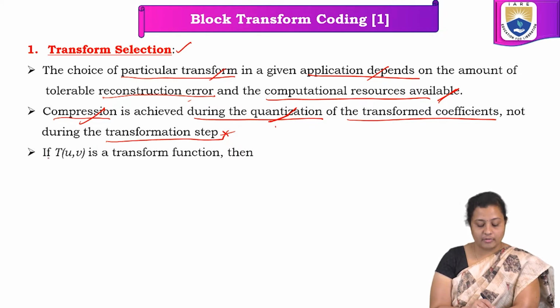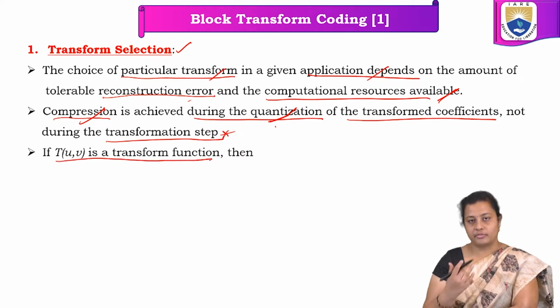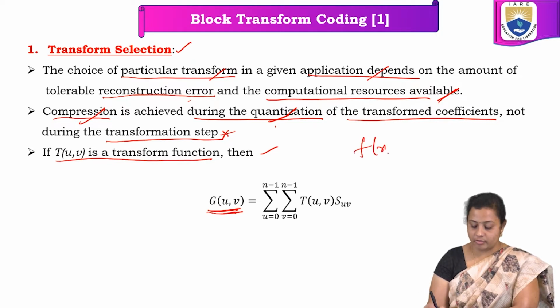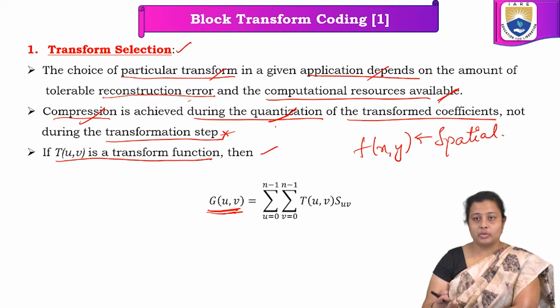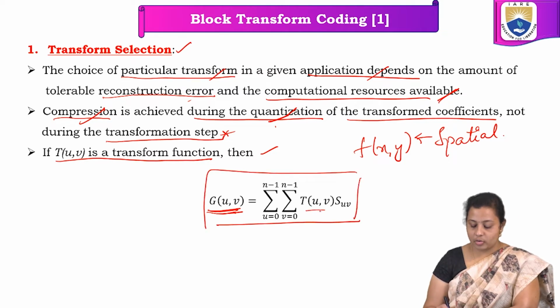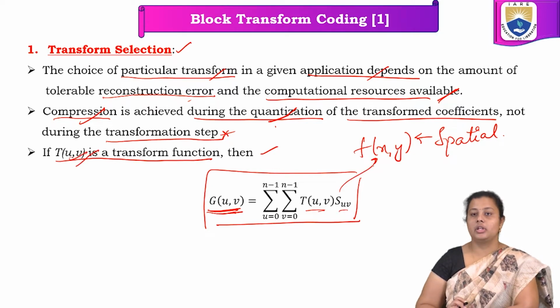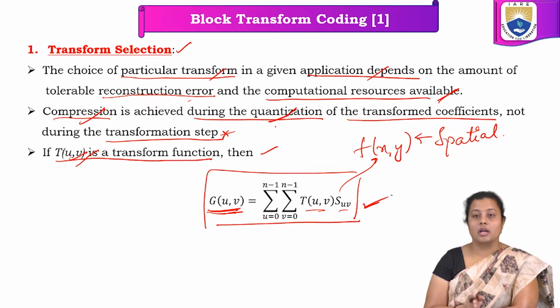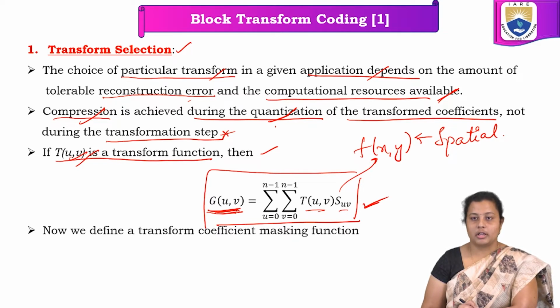So if T is a transformation function, then our image f of x comma y, which is in the spatial domain, after doing the transformation, we can represent in this form, where T of u comma v is the transformation function, and S of u comma v can also be written as our input image, right? So this is the equation which represents the output transformed image.